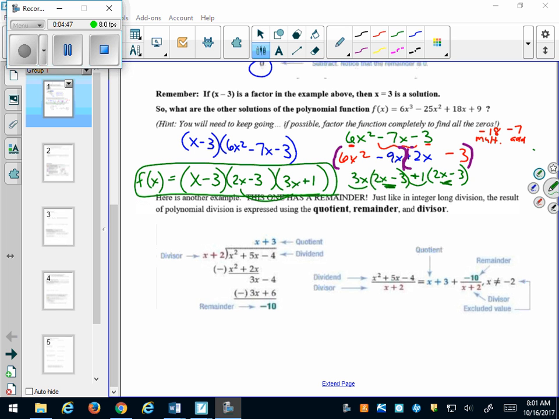This one down here has a remainder. When there's a remainder, you have to write the remainder as a fraction at the end. Just remember that if there's a remainder, then that means you haven't found a factor, right? If it doesn't go in evenly, it's not a factor.